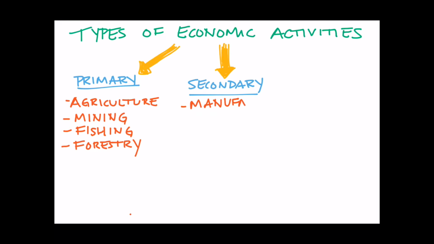The second level of economic activity we're going to look at is secondary. In the secondary level, we're going to see manufacturing jobs. So people that are working in a manufacturing plant or an assembly line, that's going to fall under a secondary category. Usually these people are assembling raw materials.